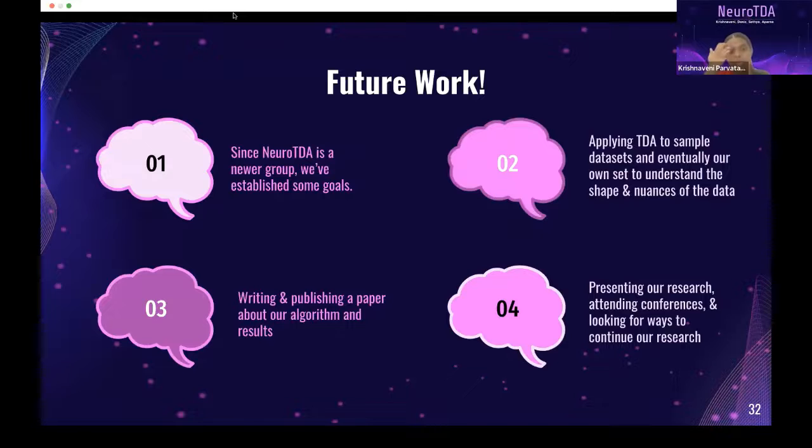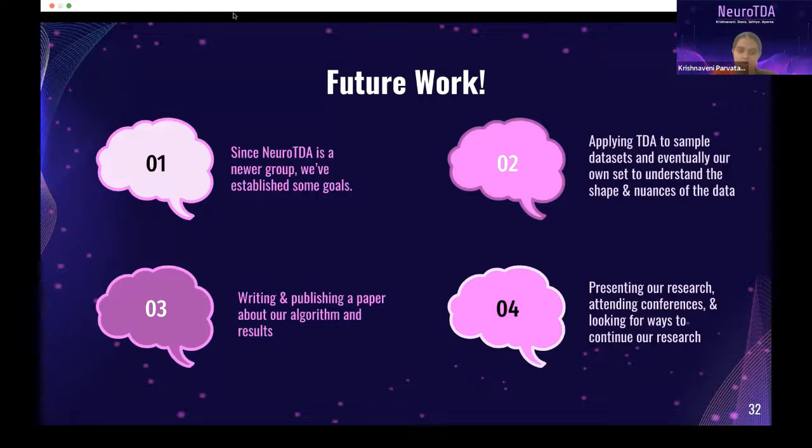So as Ms. Shanikia said, we're a relatively newer group. We were established in the summer of 2022, which is this term. And so we have some established goals. First, we want to apply TDA to sample data sets and eventually our own set to understand the shape and nuances of the data. And we've actually started on that goal this week. We're pretty much doing that right now.